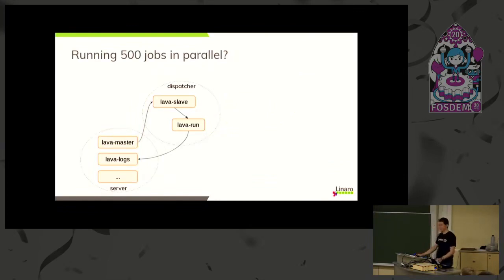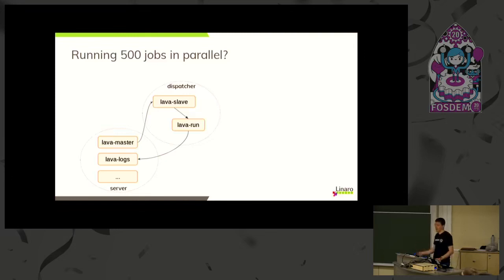In the server, we have many processes, many services. One is the Lava master that will do the scheduling and that will start the jobs. So this one, we have to keep it, because if we want to check that we are able to run 500 jobs, we have to be able to schedule the jobs. So we have to keep Lava master. Lava slave on the dispatcher is responsible for starting the jobs. So the same, we have to start the job somewhere. Lava logs is responsible for receiving the logs that are streamed by the dispatcher. So we have to keep it also, because it might be a point of failure in this case.